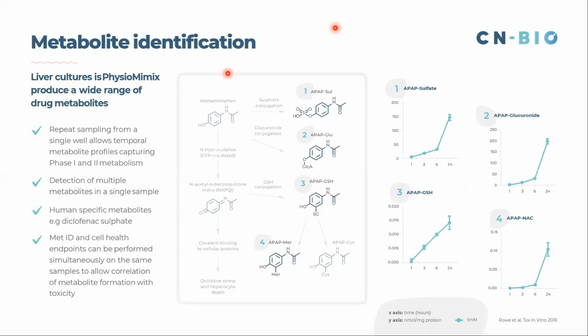So here I'm going to show you an example for acetaminophen, paracetamol, and this is the breakdown of paracetamol by the liver. So it becomes a number of different metabolites, and we can detect all of these in our system, and we can detect them across time and how each of these metabolites gets produced at varying different rates. For certain molecules, there are very human-specific metabolites, and using human cells in our system, we can detect those metabolites.